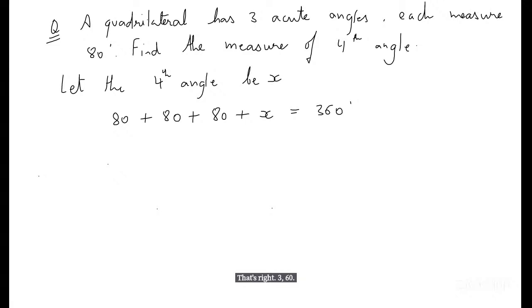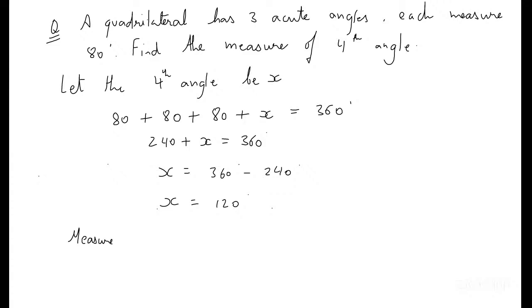Okay. So this becomes 240 plus x equals 360 degrees. x equals 360 degrees minus 240 degrees. That is 120 degrees. So the measure of the fourth angle is 120.